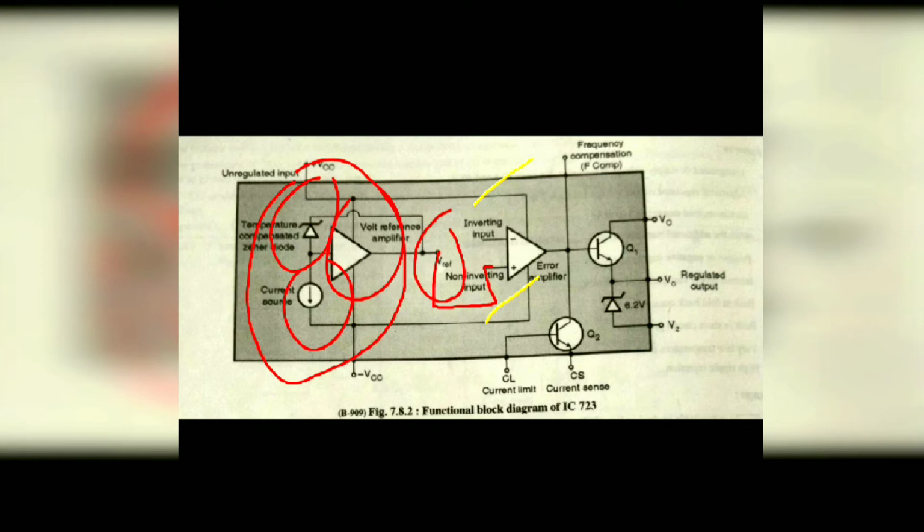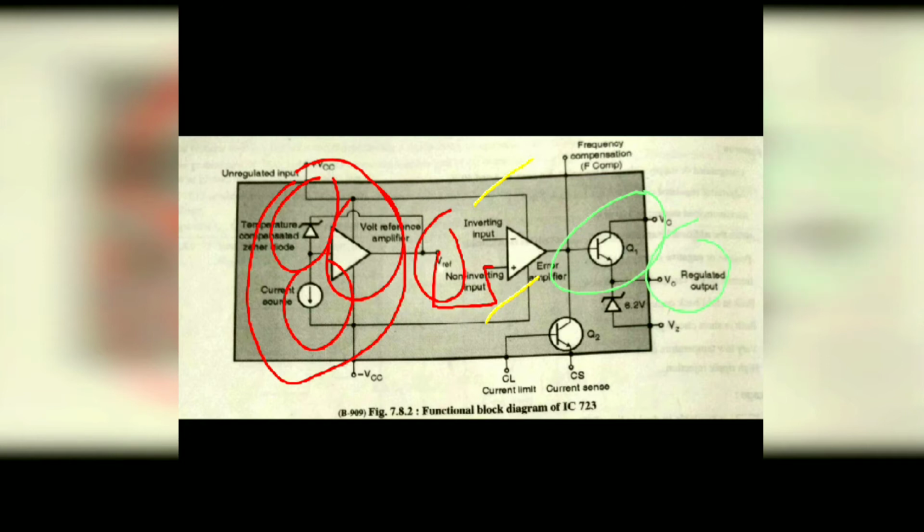Series pass transistor Q1 is the internal series pass transistor which is driven by the error amplifier. To the base of the transistor, the output of the error amplifier is connected. This transistor actually acts as a variable resistor and regulates the output voltage. So across this, we observe the regulated output voltage too.